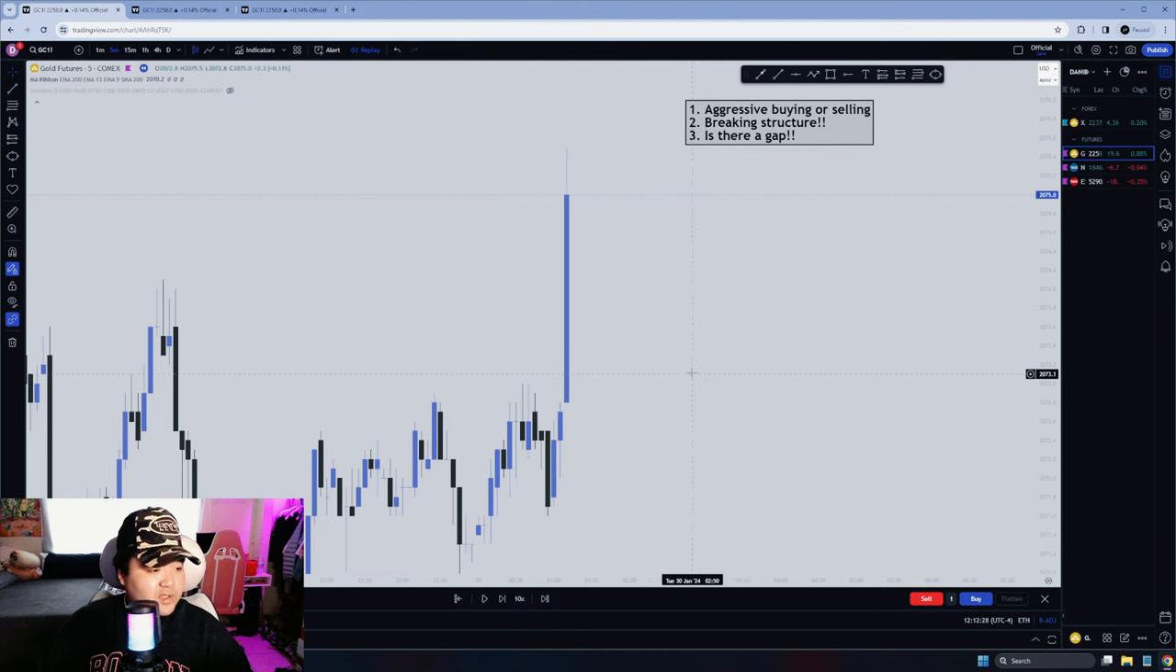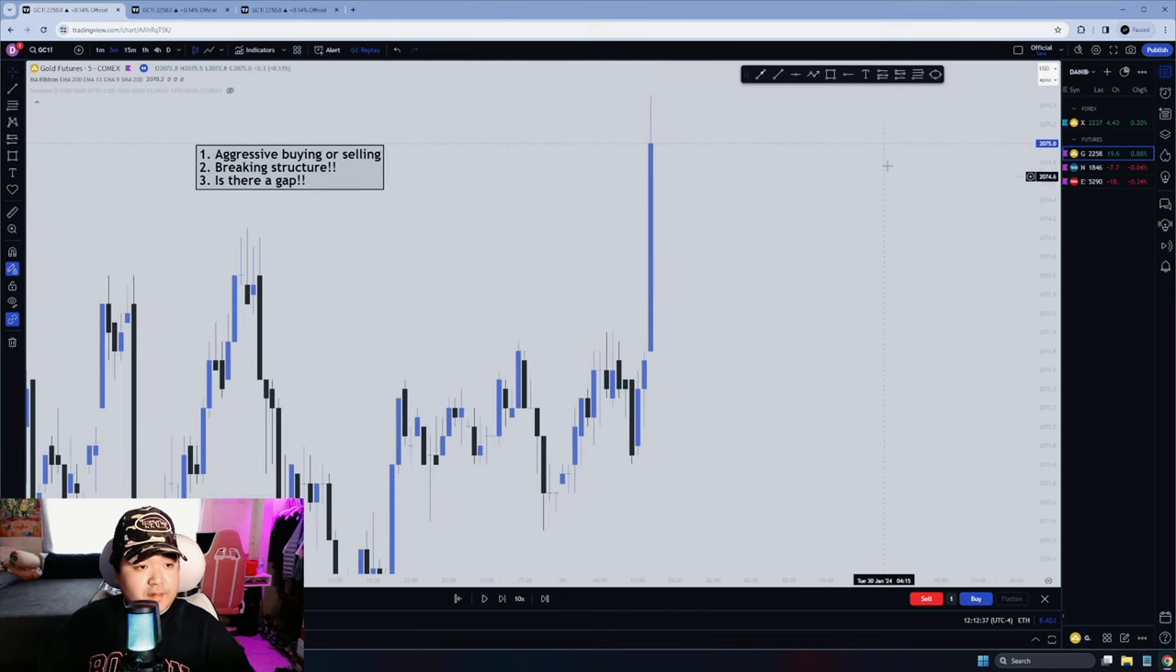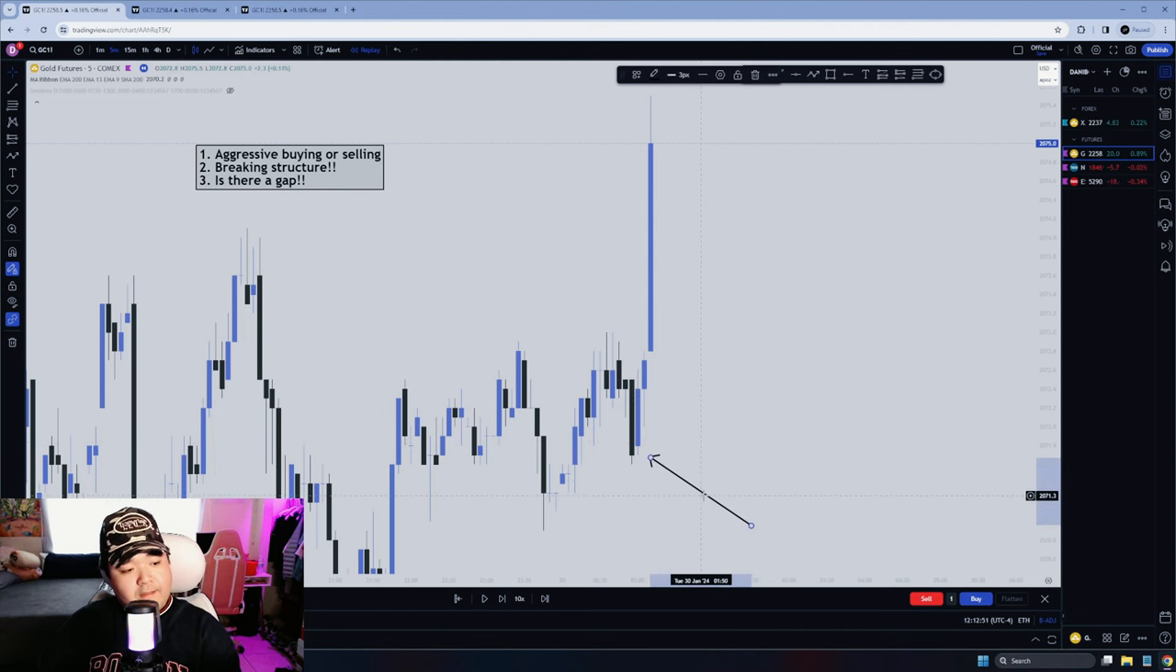So where is our zone? If you look at the previous bearish candle before the move, where did the move actually start? The move started right here. That's where the move started. Before the move starts on a demand setup, you need to look at the bearish candle before that move. So let's look at the first bearish candle. Is there a gap? Let me draw the zone on that first bearish candle. I'm going to show you what I mean by gap.